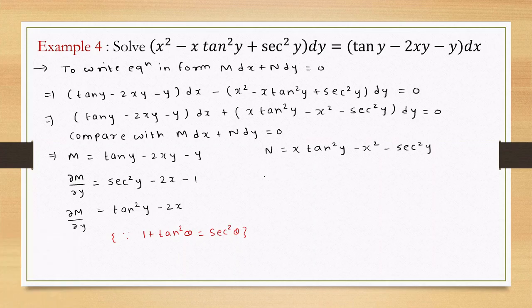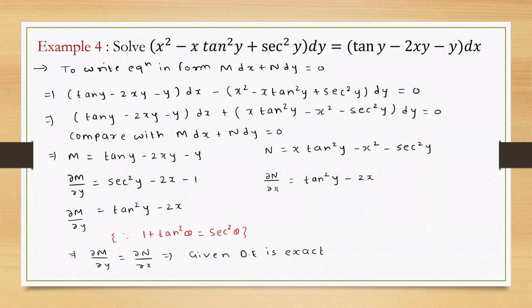Okay. Now, we need dou N by dou x. So dou N by dou x means the partial derivative of N with respect to x. So it is tan square y minus 2x, and the remaining term is free from x, so it is 0. So look at dou M by dou y and dou N by dou x. This implies dou M by dou y is equal to dou N by dou x. So this implies the given differential equation is exact. Correct?